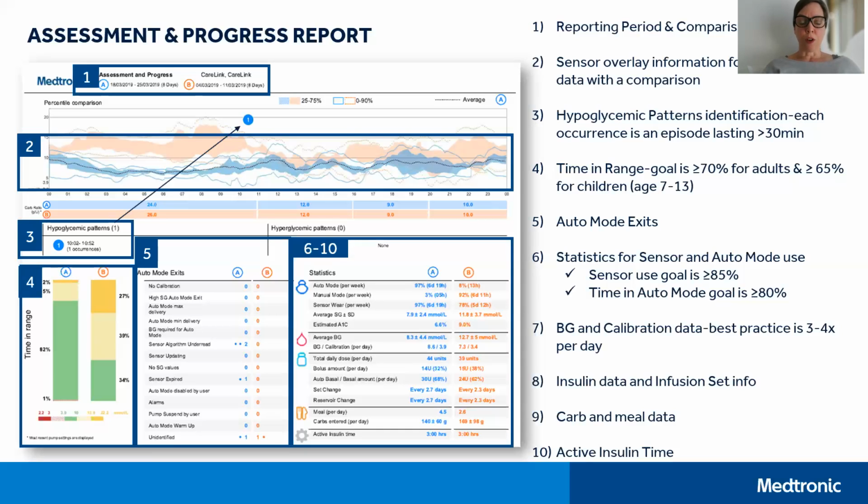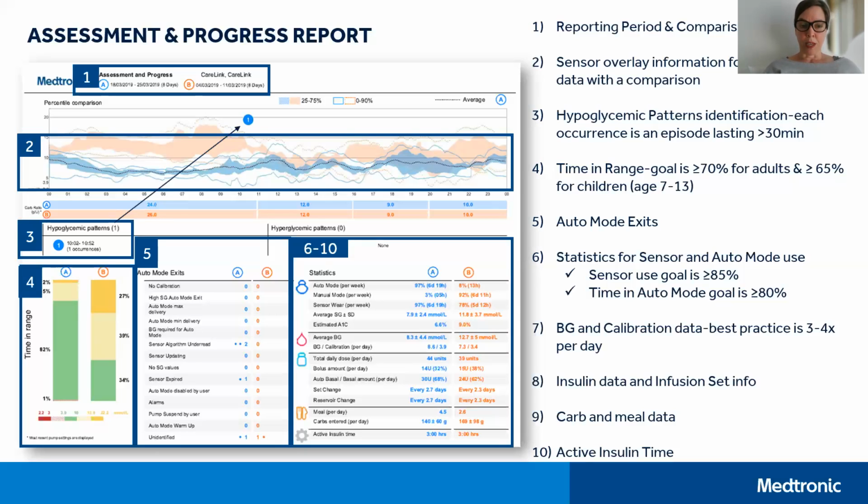Lastly, we are offered all of the statistical data. This includes data about sensor wear, and of course the idea is that if you're wearing your sensor for greater than or equal to 85% of the time, and you spend greater than or equal to 80% of the time in auto mode, that 70% goal for time and range is quite achievable.